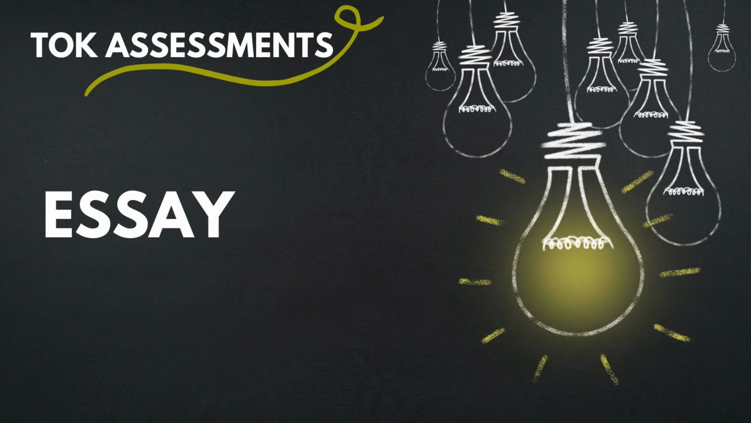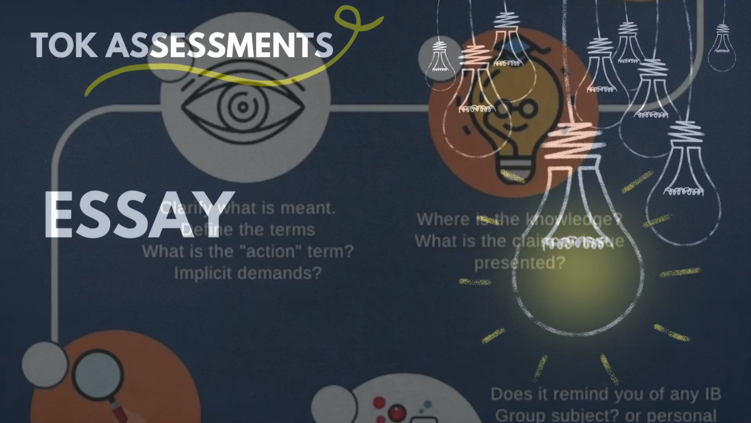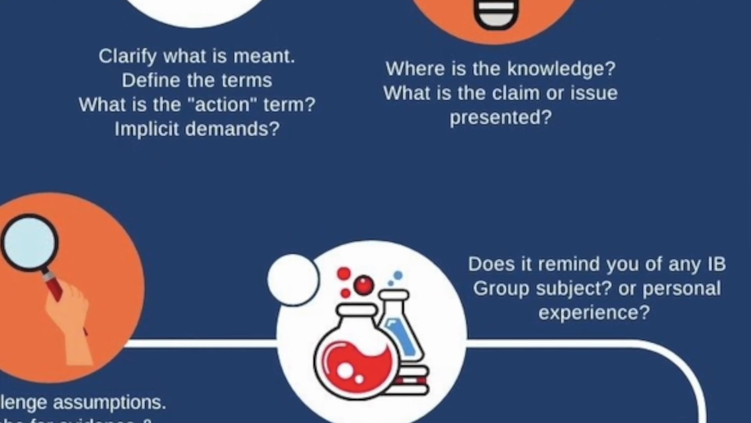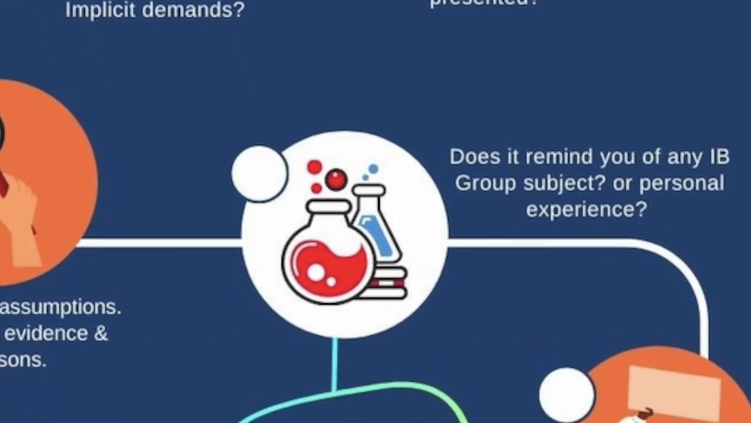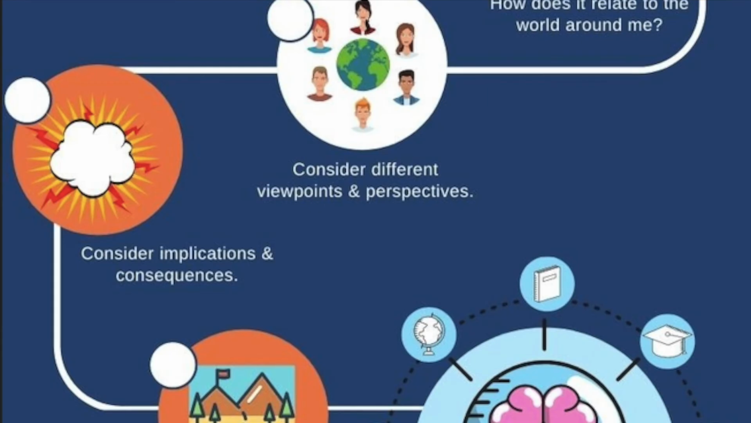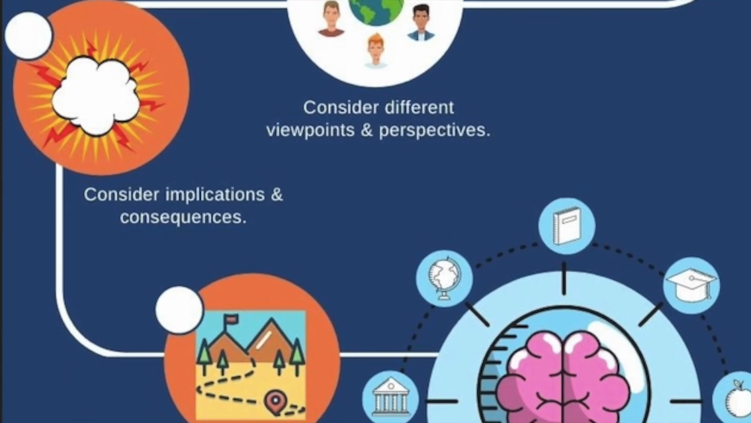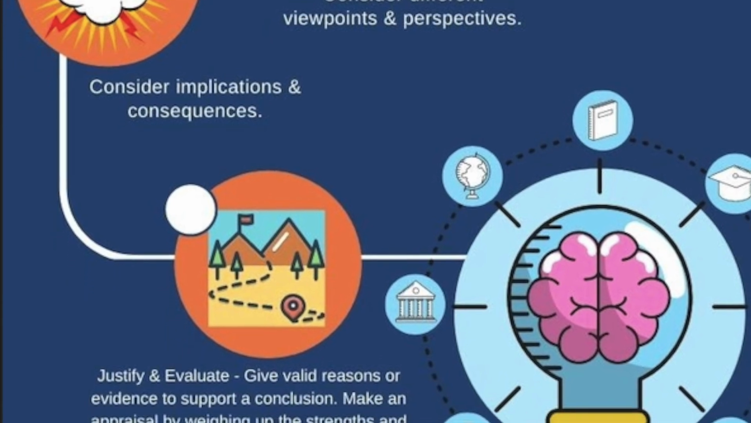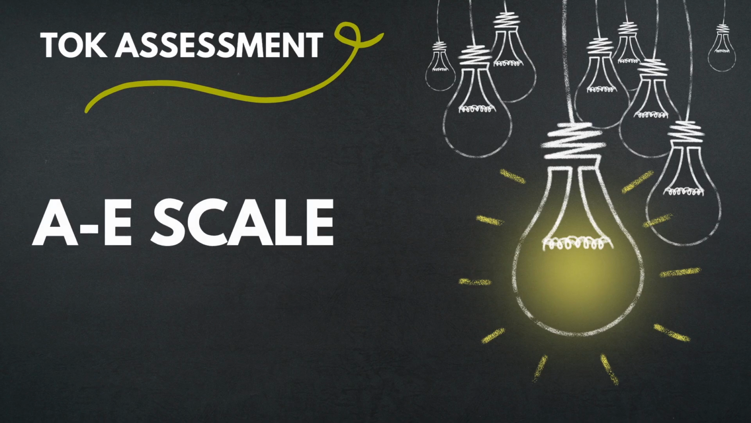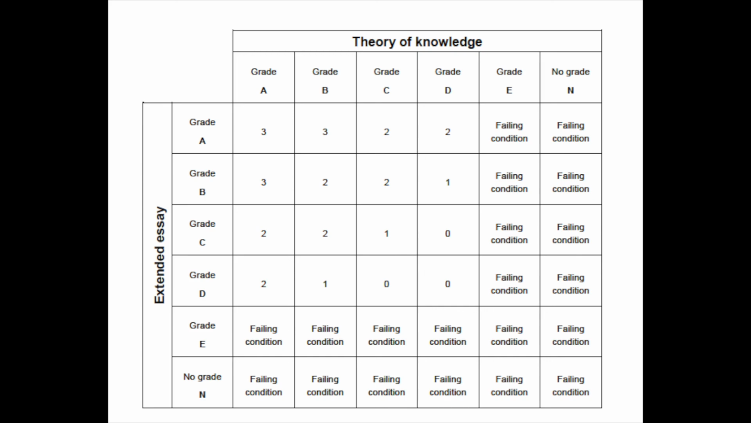The essay is 1,600 words, and it is in direct response to one of 6 prescribed titles. This will give students an opportunity to dive deep into 2 areas of knowledge. They will link real-life situations or examples and connect them to how we know the things we know, addressing the nuances and the limitations. Unlike other subjects, TOK is assessed on a scale from A to E and works with this matrix with the extended essay.